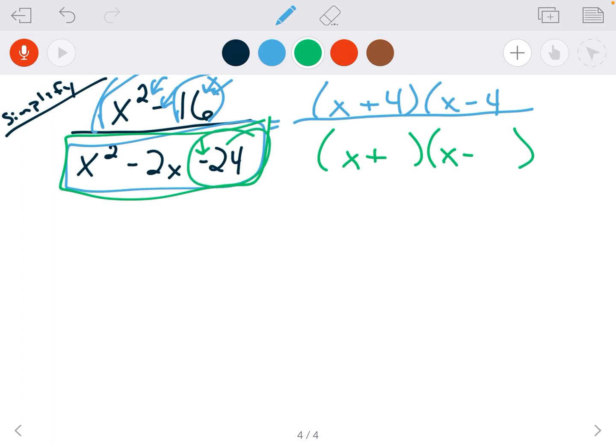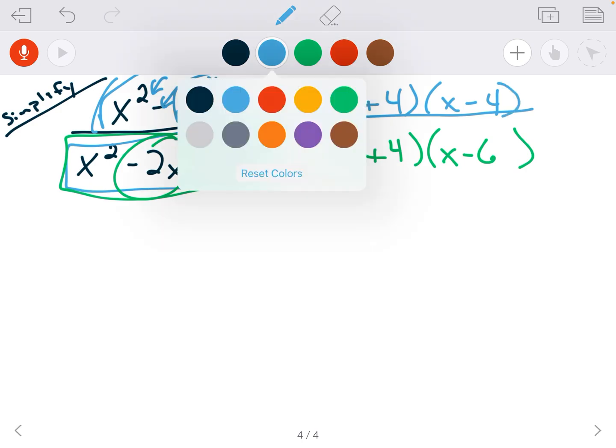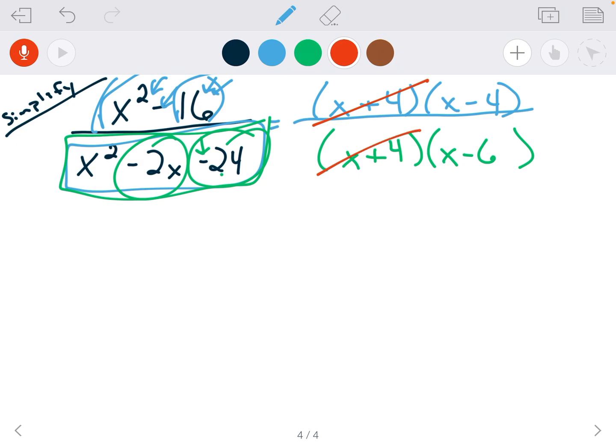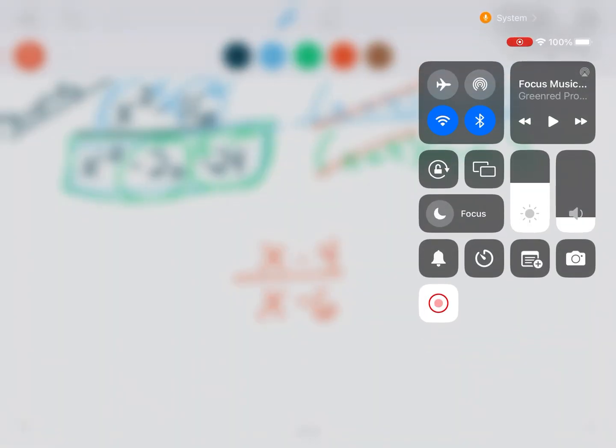So what I want is factors of 24. When I multiply them, they're going to give me a negative 24. When I add them, they're going to give me a negative 2. So negative 8 and 3, that won't work. How about negative 6 and a positive 4? That's negative 2 when I add them. Yep, so your 4 is positive, your 6 is negative. Okay, so I've got those factored. And now I need to see if there's anything that I can cancel out. Notice I've got an x plus 4 in both the denominator and the numerator, so I can cancel that out. So this factors to x minus 4 over x minus 6. I hope that helped, guys. Let me know.